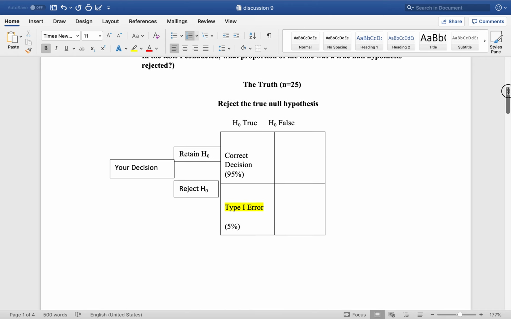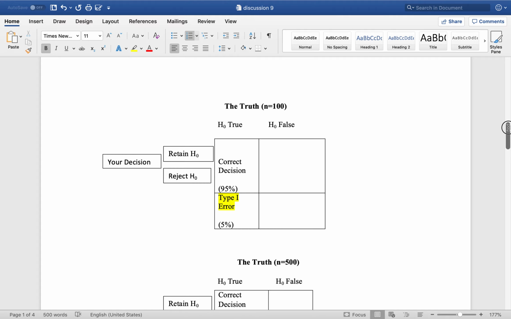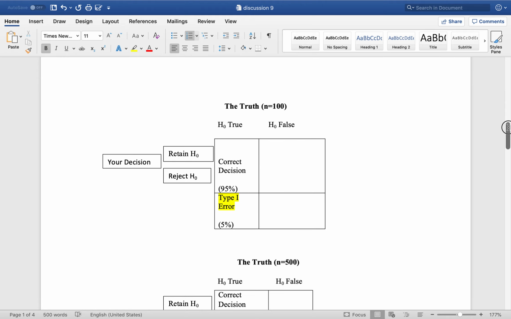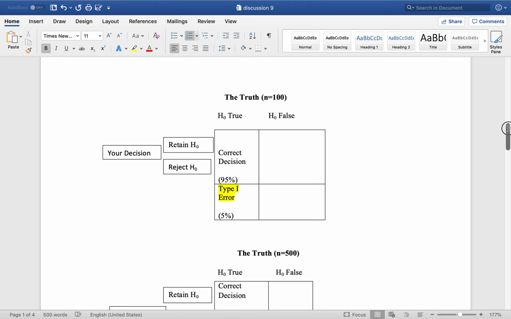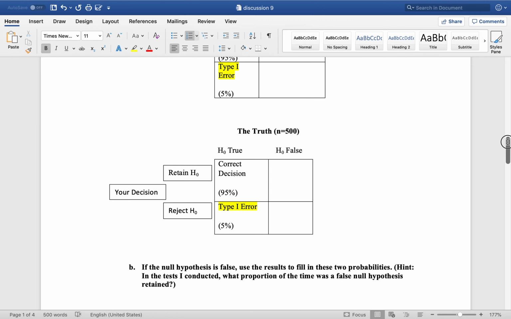And then for the next one, when n equals 100, again, we're comparing Iowa and Minnesota, so the null hypothesis is true. And I chose to do a type 1 error, which again, I got 5% for this one, and then the correct decision was 95%. And then for when n equals 500, I got the same numbers again.